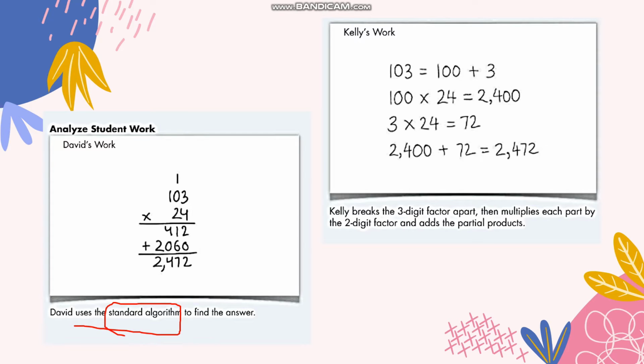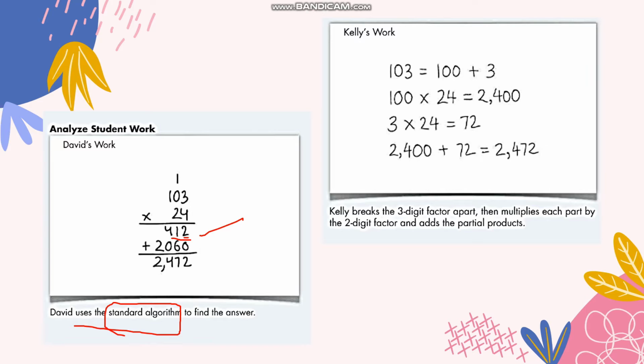So 4 multiplied by 3 is 12. So 2, regroup 1. Then 4 multiplied by 0 is 0. Always remember that any number multiplied by 0 is 0. So 4 multiplied by 0 is 0 plus 1, that is 1. Then 4 times 1 is 4. So the first partial product is 412.